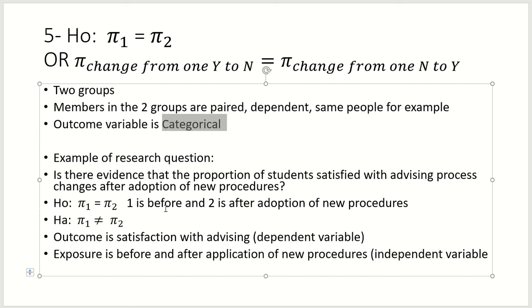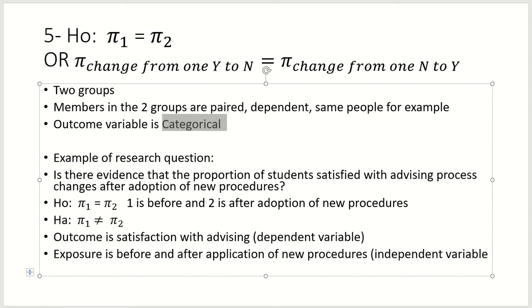So you write the null hypothesis, pi of 1 equal pi of 2, where 1 is before the introduction, so it's the proportion satisfied with advising before the new procedure. 2 is the proportion satisfied after the adoption of the new procedures. Obviously, the alternative hypothesis is that these two proportions are different. The outcome is satisfaction with advising. This is your dependent variable. And the exposure is before and after the application of the new procedure. This is your independent variable.